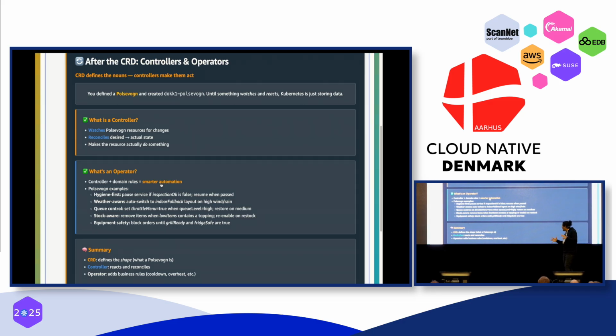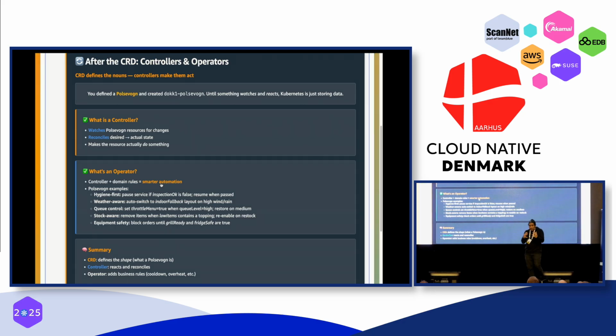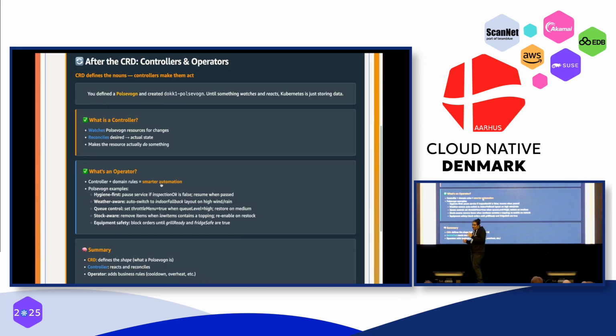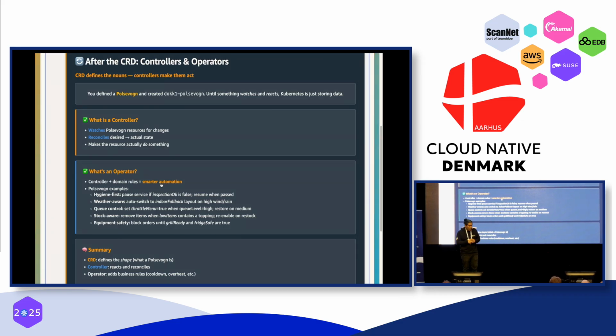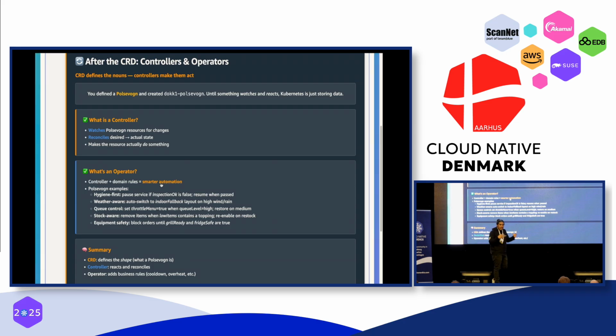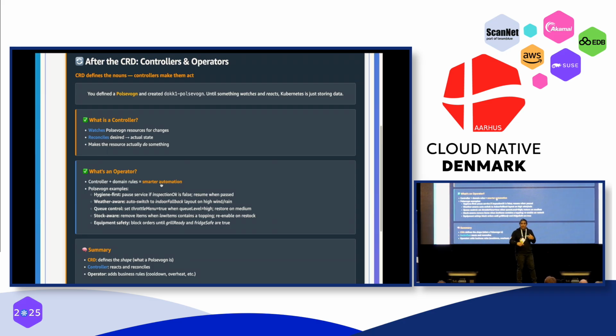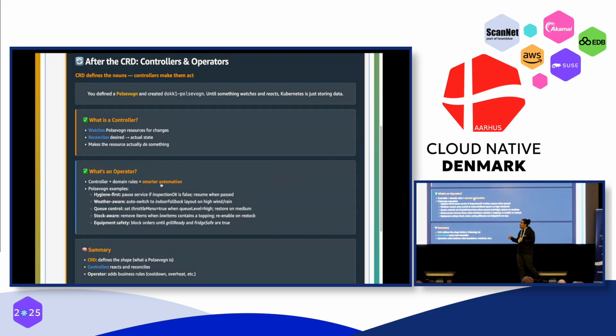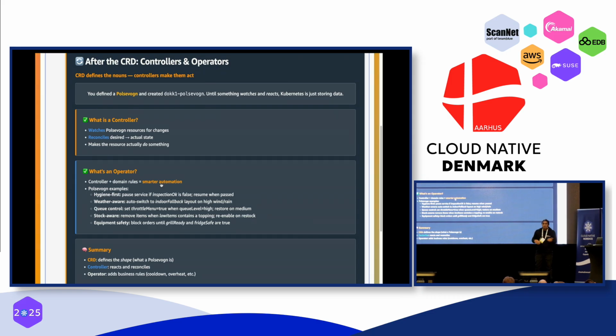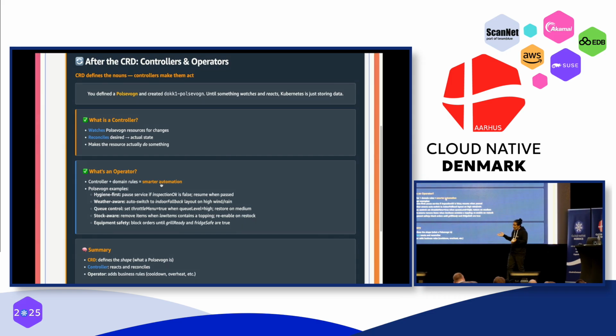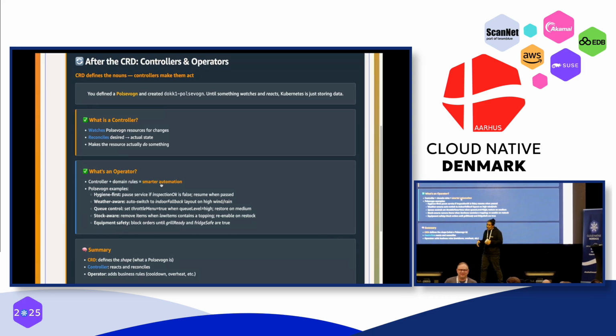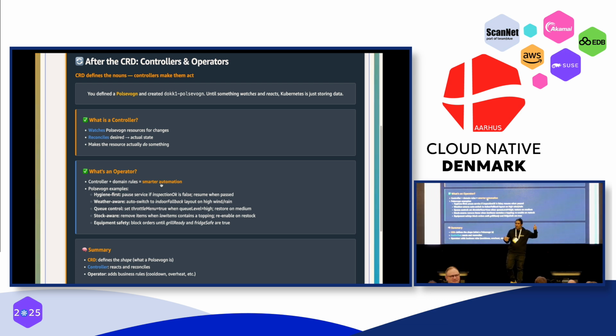So in summary, CRD defines the shape of how to interact with Kubernetes. Controller reacts and reconciles. And the operator is the brain that's actually doing something about the things that you define in the CRD. In my case, I really don't have an operator. I have the schema, which is the CRD, and not even a controller. It's just Kubernetes doing reconcile.